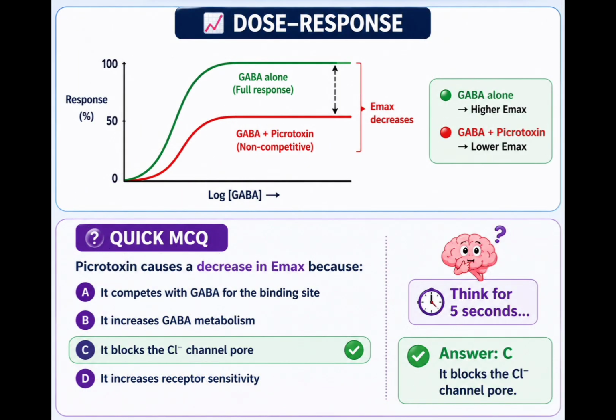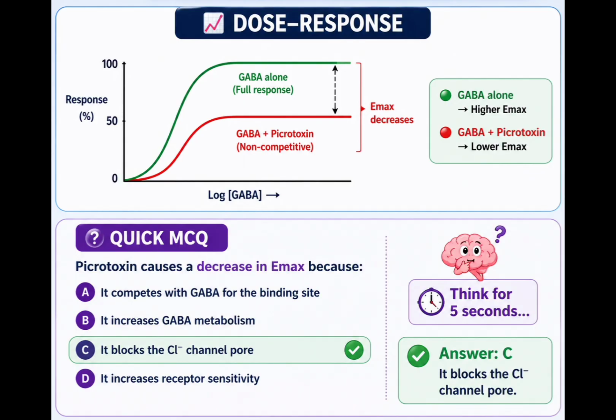Now look at the dose-response curve. With GABA alone, we can achieve the full maximum response. But in the presence of picrotoxin, the maximum response is lower. This means Emax decreases. Now, a quick MCQ.